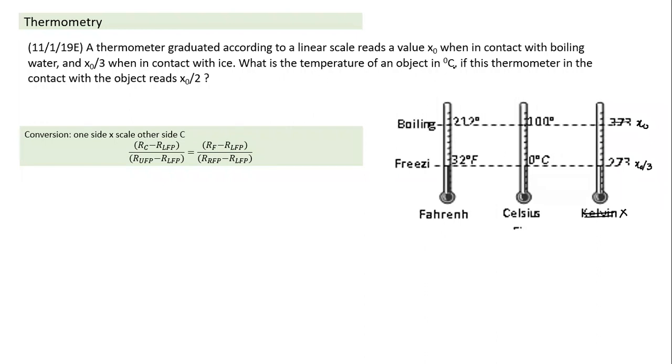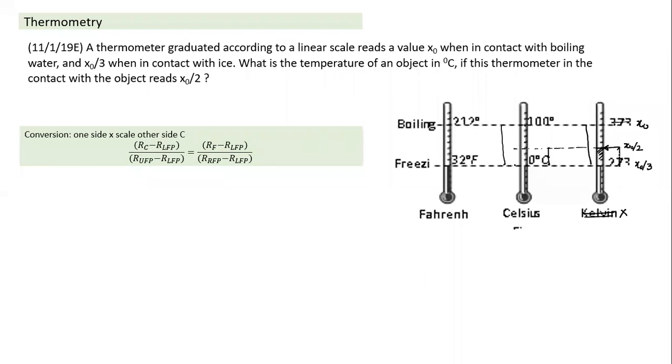What is the temperature in degrees centigrade if this thermometer is in contact with an object which reads X naught by 2? So here, this is the reading I want to find out. It is brought in contact with some object, and it reads X naught by 2. What is the corresponding centigrade reading? So the centigrade reading minus the lower fixed point, divided by the upper fixed point minus the lower fixed point, will be equal to the same ratio on the other scale.